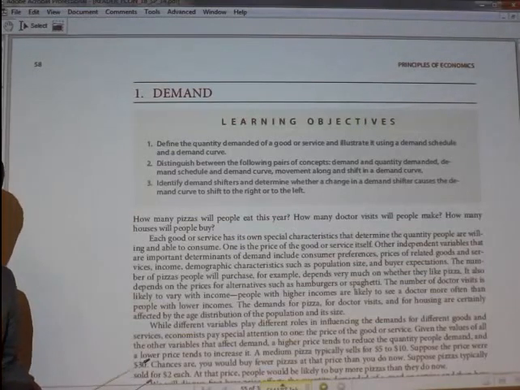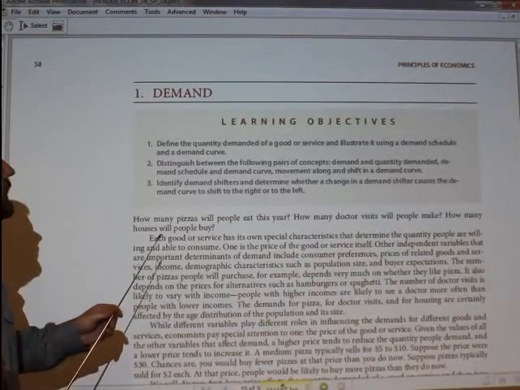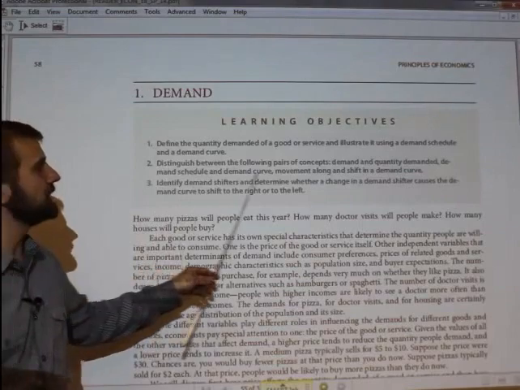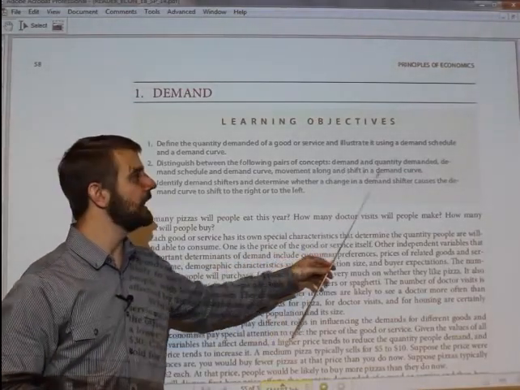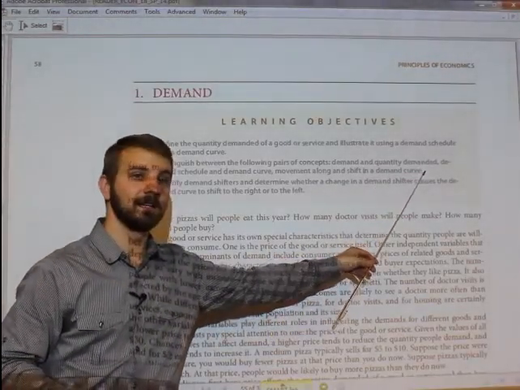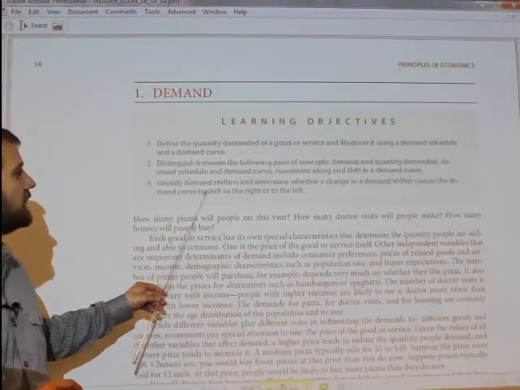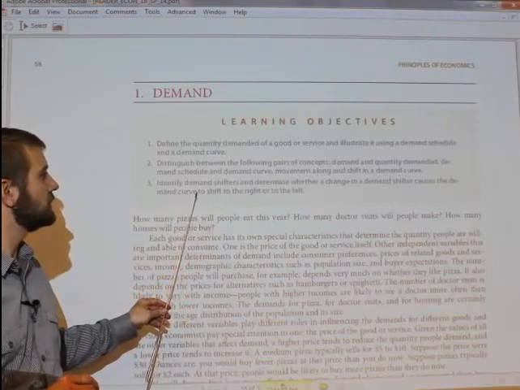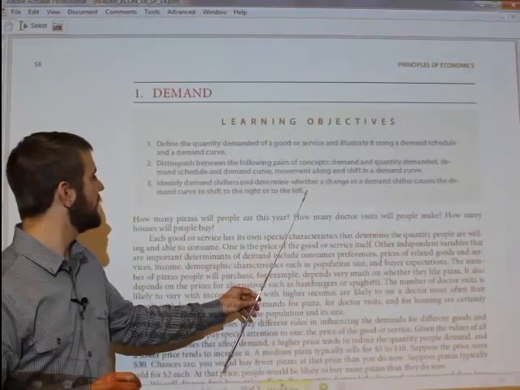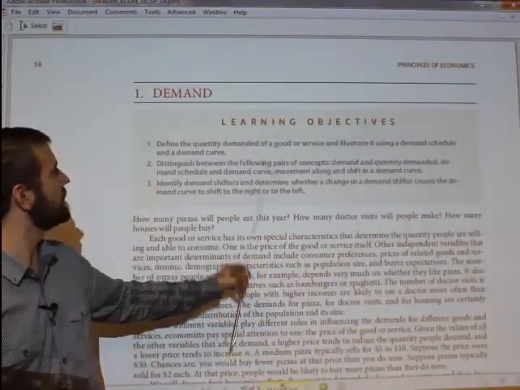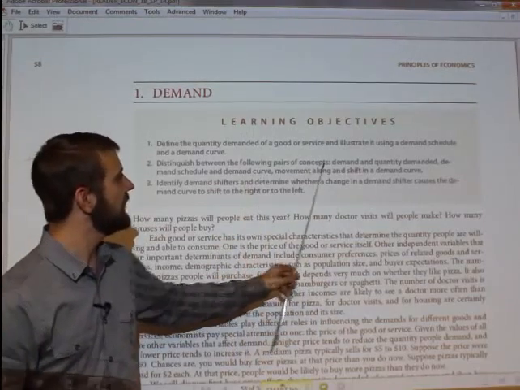So make sure that by the time this lecture is over, you are able to distinguish between the concepts of demand and quantity demanded. This is really important. And also the difference between movement and a shift. So both of these in point 2 are really important. Movement and shift, and demand and quantity demanded.